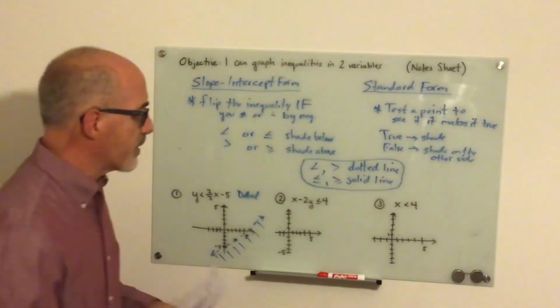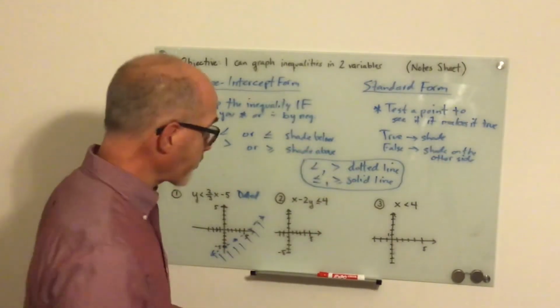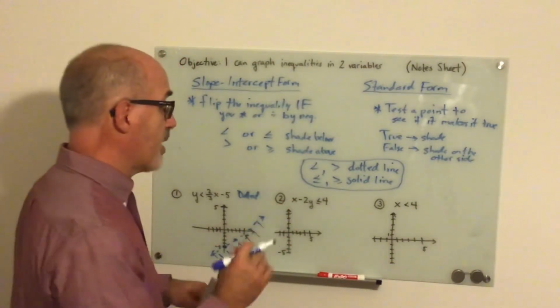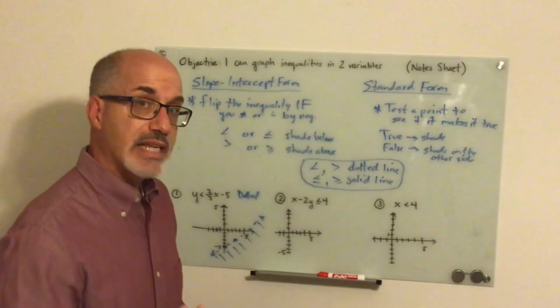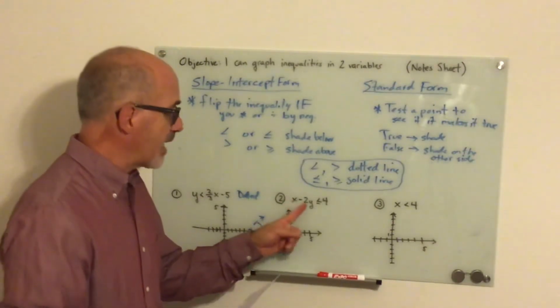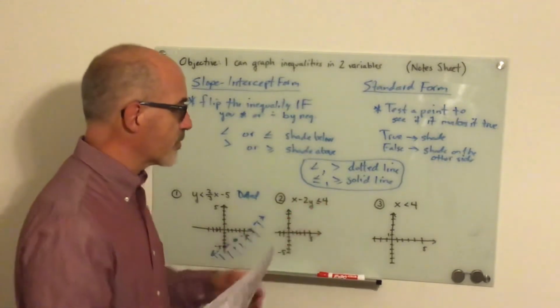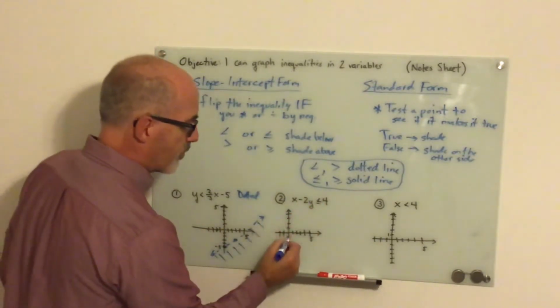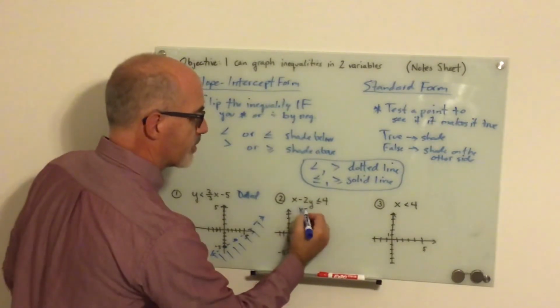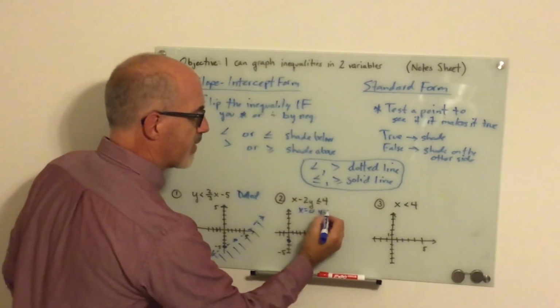All right, let's try this one. This one is in standard form. You could put it, in a minute, I'll put it in slope-intercept form. But for this one, I'm going to graph using the intercepts. So I'm going to put in 0 for x. When I do that, I get -2y equals 4. So I get -2 for the y. Okay, when I put in x equals 0, I get y equals -2.